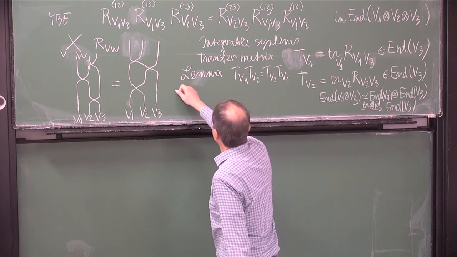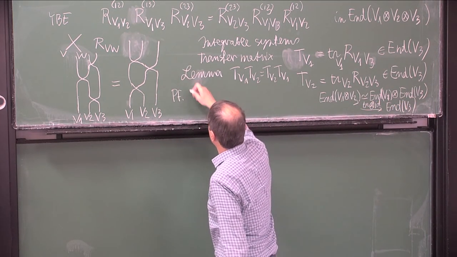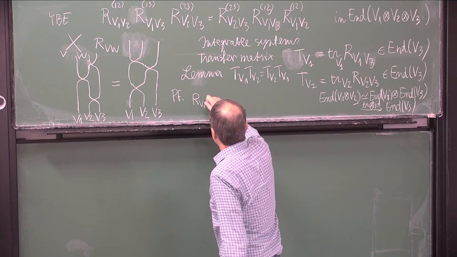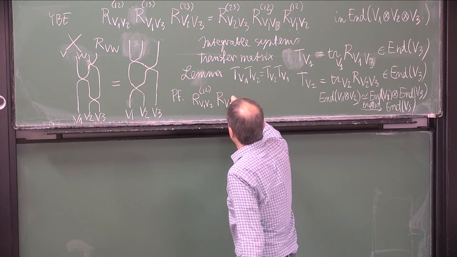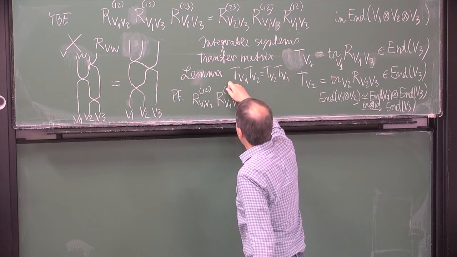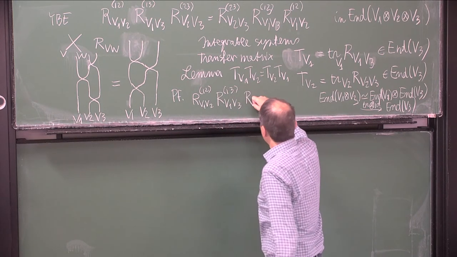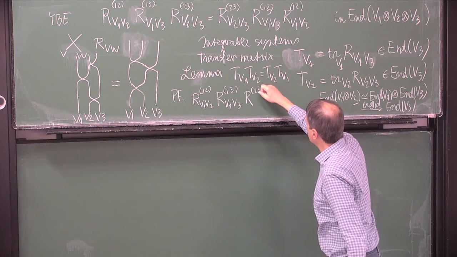And the proof is that you write this equation as R_{V1,V2}, V1, V3, R_{1,2,3}.